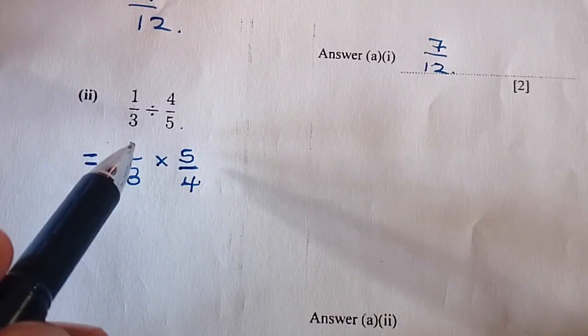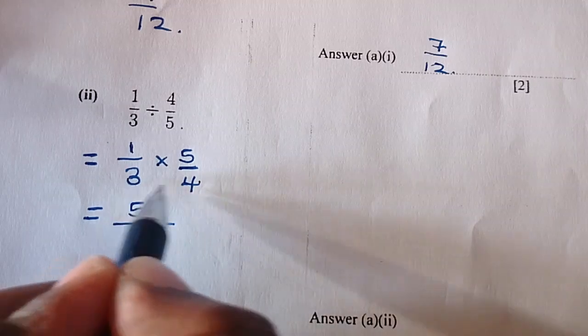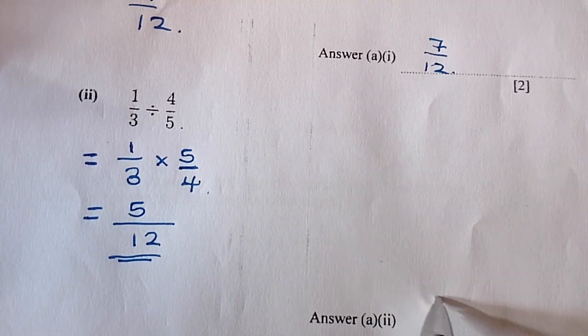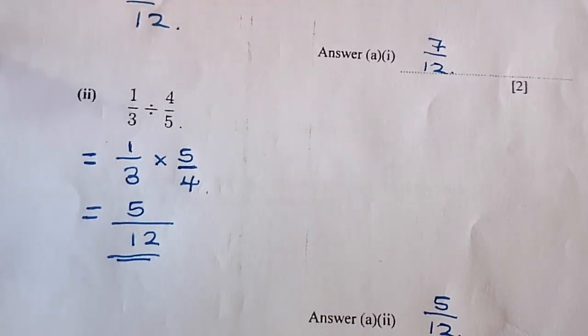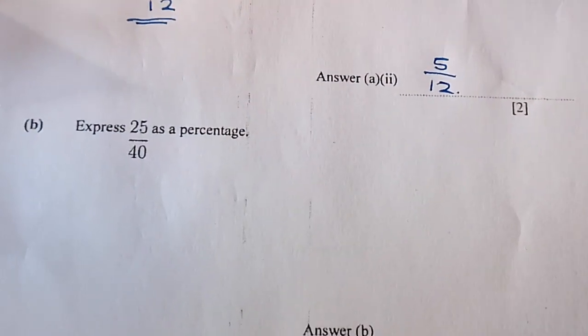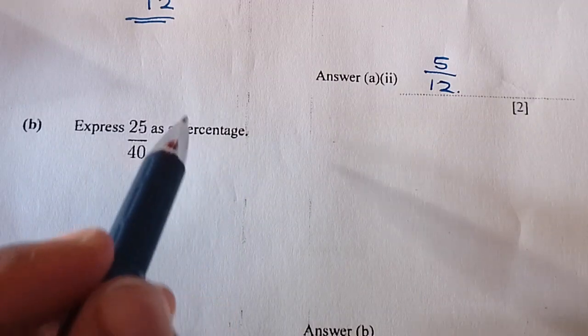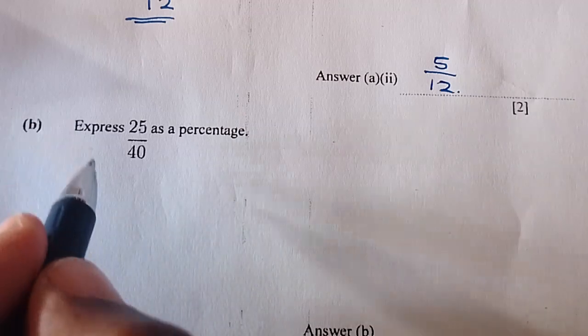So multiplying, we have 1 times 5, it's 5. 3 times 4 is 12. So the final answer is 5/12. Then part B. Express 25/40 as a percentage. So to express this as a percentage, we are going to multiply by 100.